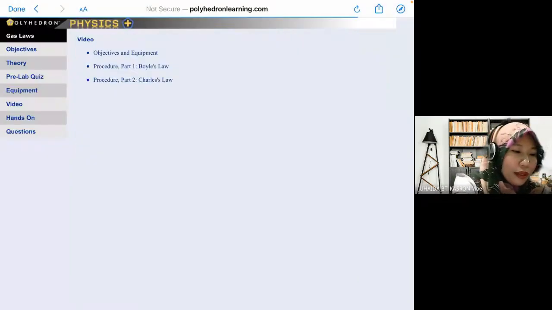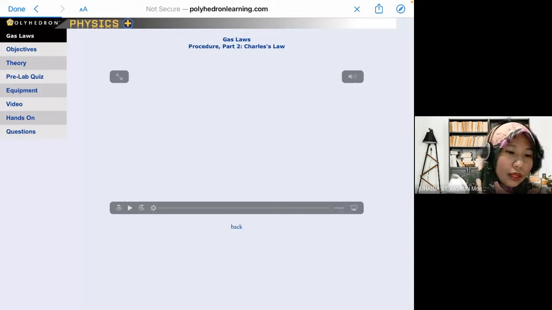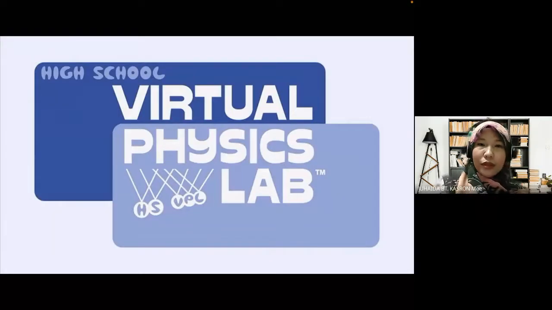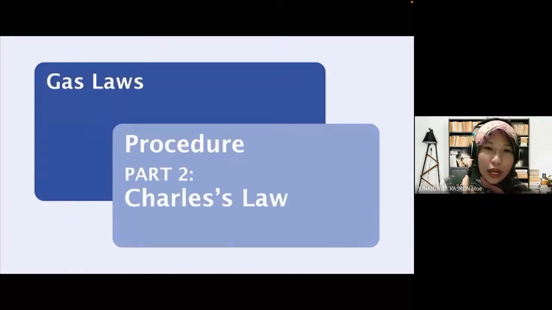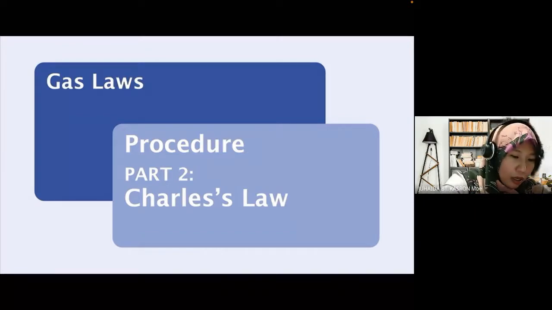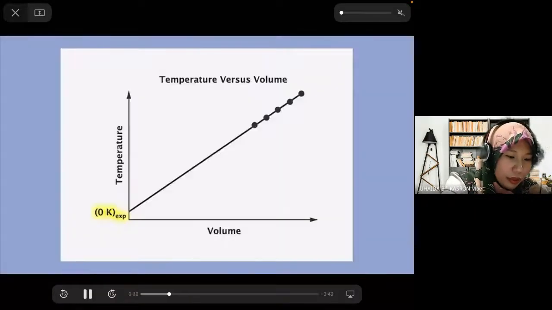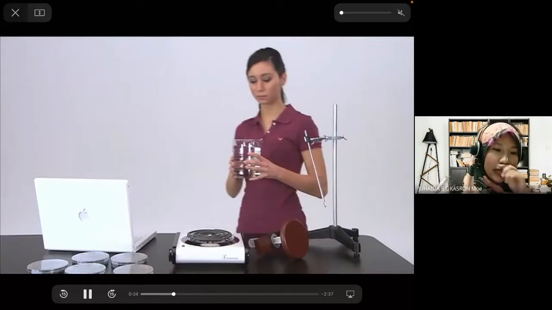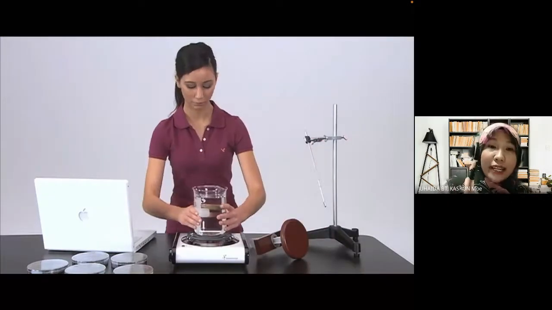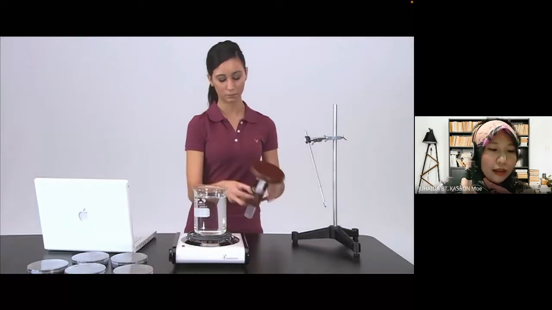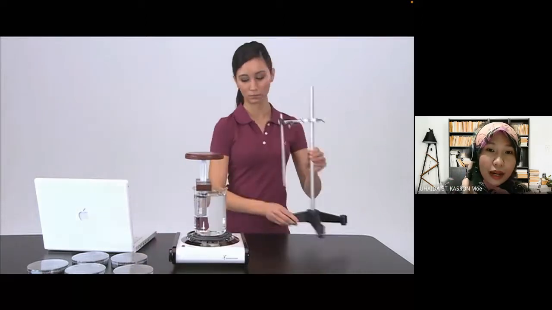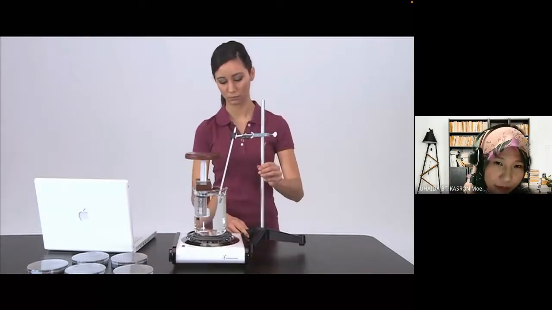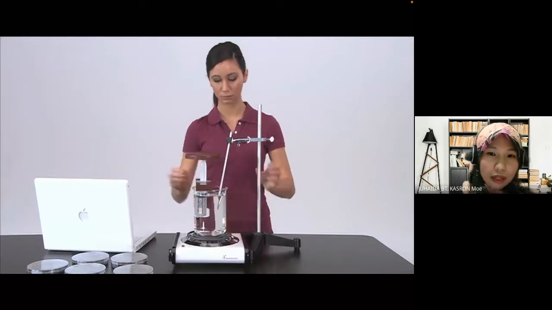So, Charles' law. Okay, sorry, because there is something wrong with the sound, so I need to explain to you. Okay, hold on. So this is the first thing that you must do. You have to fill water into the beaker. Then you place the syringe with the plunger, and then you put the thermometer into the water.